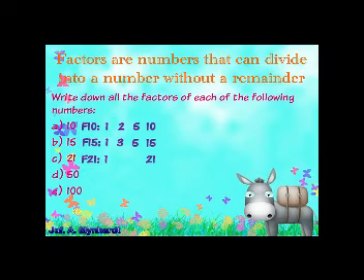Once again at the back. I know 2 won't go into it because it's not an even number. So 3 goes into 21 how many times? 7 times. And 4 doesn't go in, 5 doesn't go in, 6 doesn't go in, 7 goes in again, but I already wrote it down, so now I'm done. Then I can continue to 50.